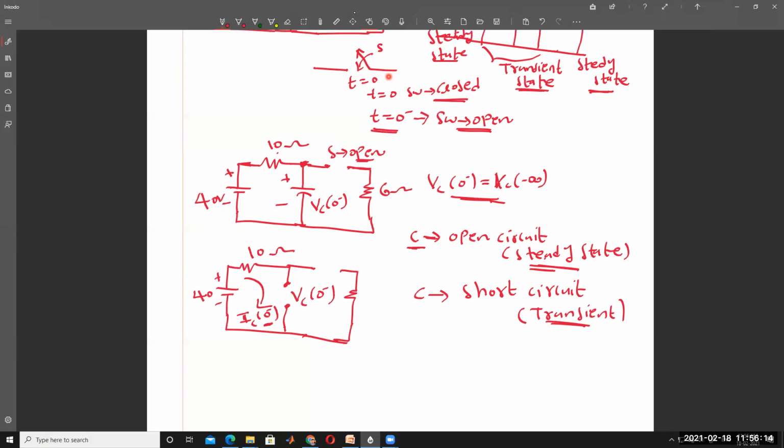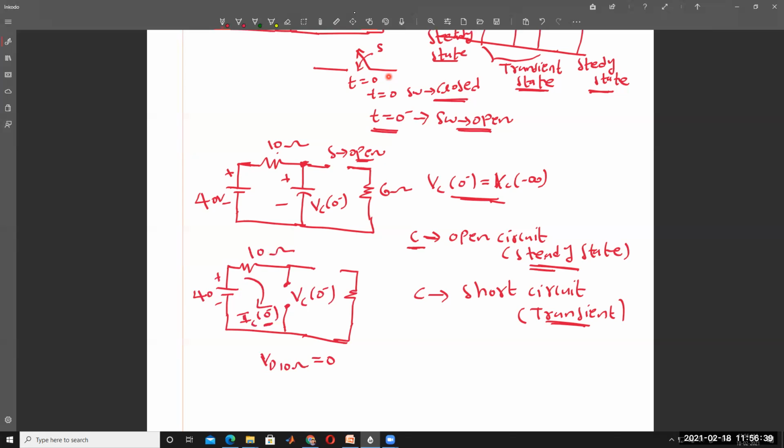IC of 0 minus is equal to 0. The current flowing into the 10 ohm resistor is 0, and no current flows into the capacitor. That's why IC of 0 minus is equal to 0. So the voltage drop across the 10 ohm resistor is 0. That's why there is no voltage drop.